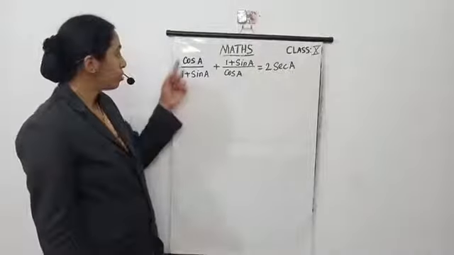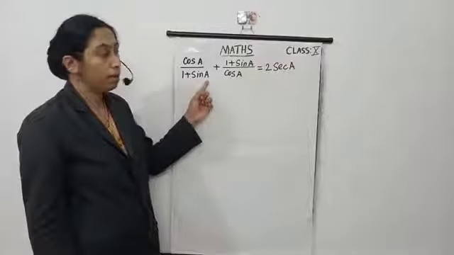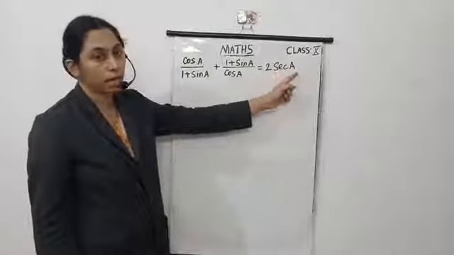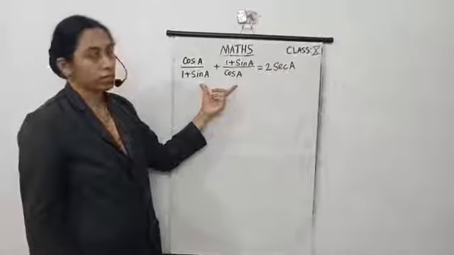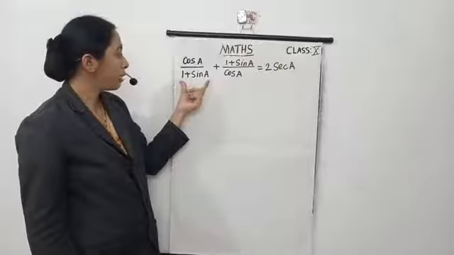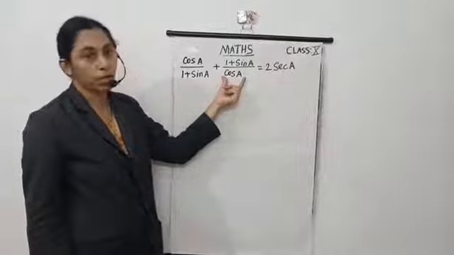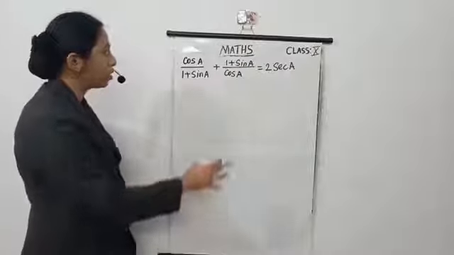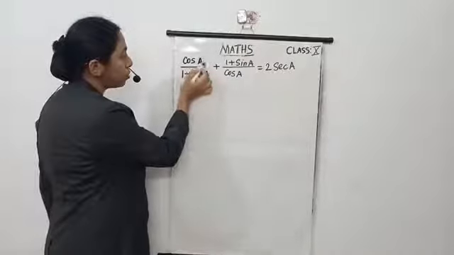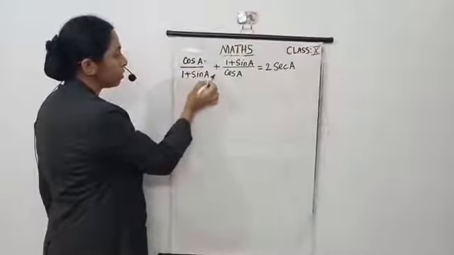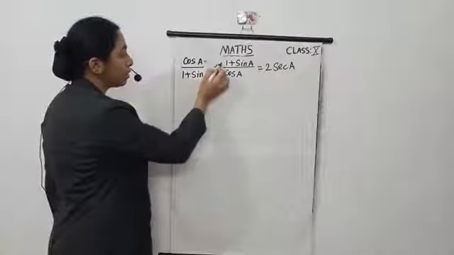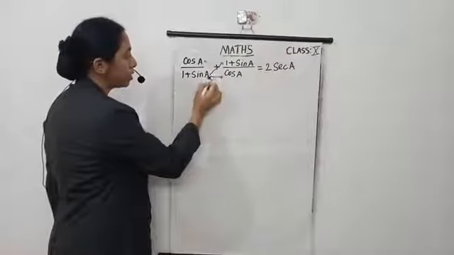Question 2. cos A by (1 plus sin A) plus (1 plus sin A) by cos A equals sec A. Now consider LHS. Here fractions, isn't it? Both are fractions. Here the denominator is 1 plus sin A. Here the denominator is cos A. So first we solve this fraction like this. Multiply this numerator with this denominator, sorry, this denominator with this numerator and this denominator with this numerator, and multiply like that.